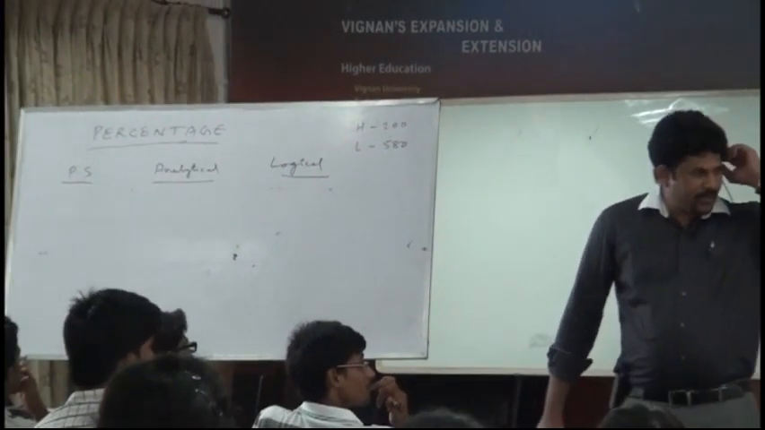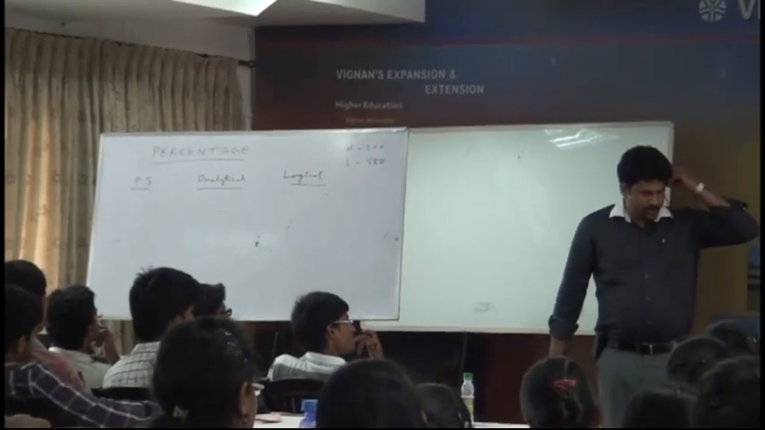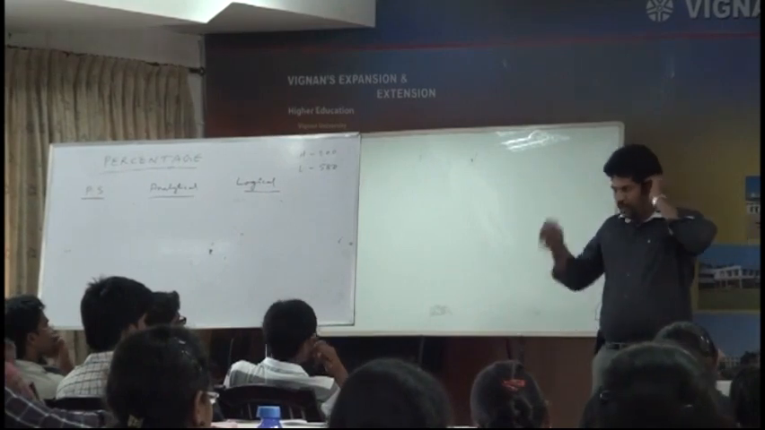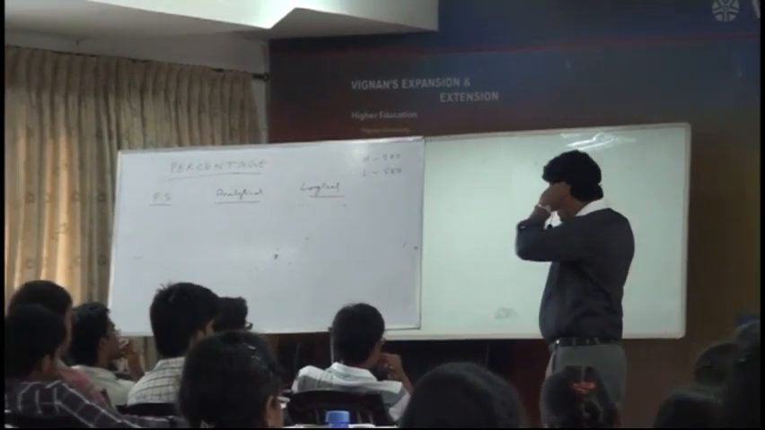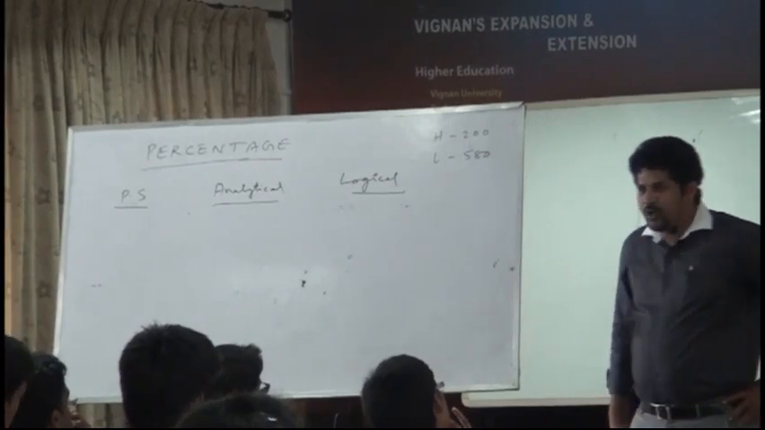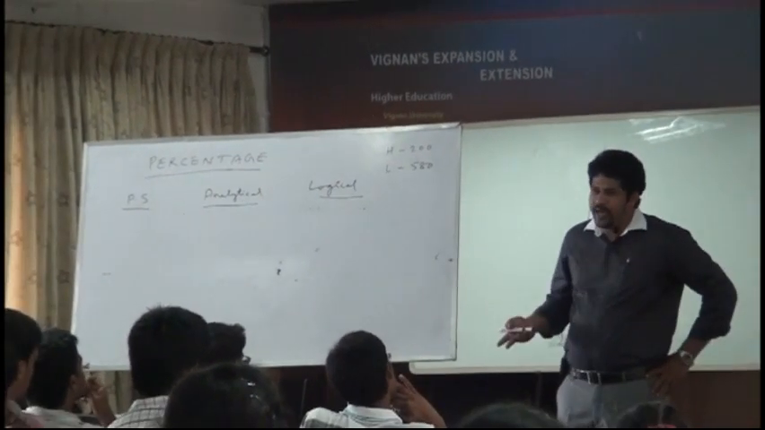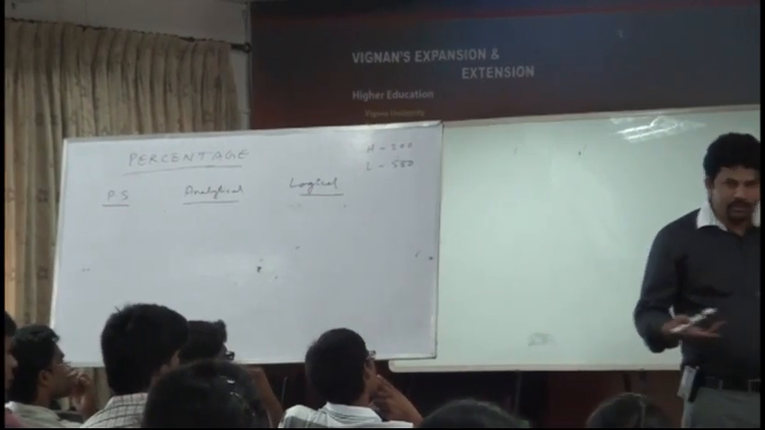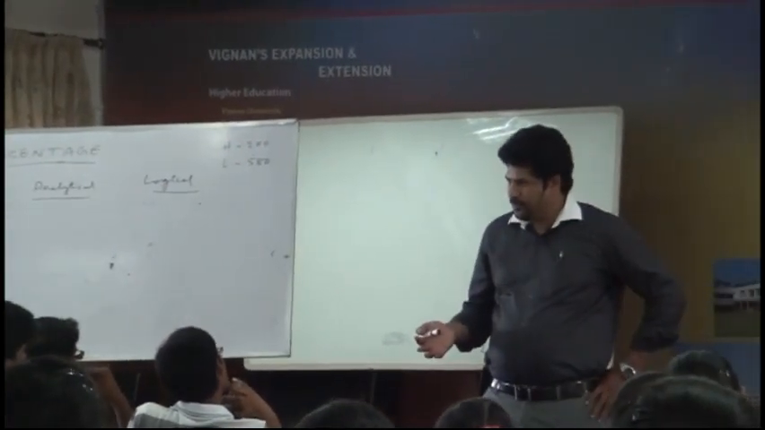A farmer has certain number of goats and hens. If you count the heads, there are 200 heads. If you count the legs, there are only 580. So how many goats he has and how many hens he has? A simple arithmetic problem.